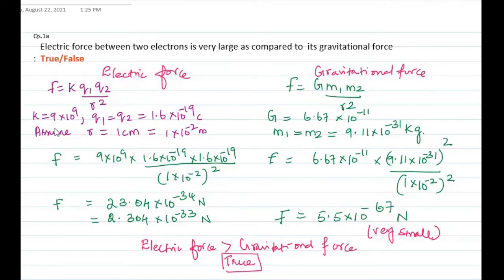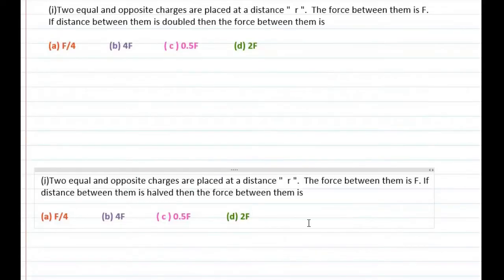So just remember the two formulas, Coulomb's formula and gravitational force formula. Just substitute the values and you can find out which is greater. And generally electric force is always greater than that of the gravitational force. Okay. Now we'll come to the next problem.